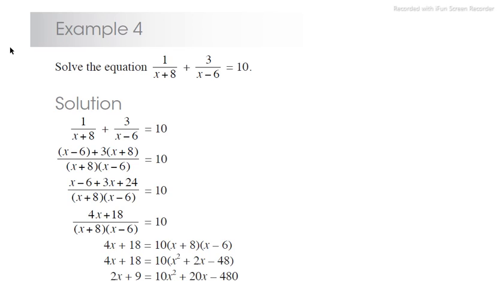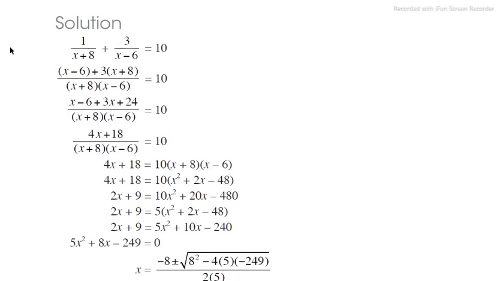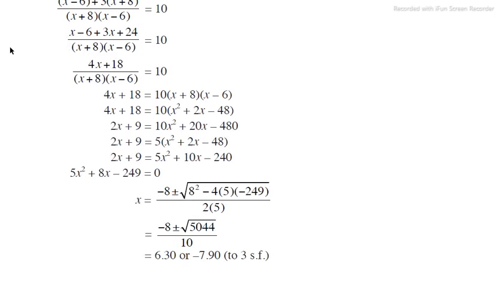So you open brackets and simplify. After simplifying, we shall collect like terms where the squares are brought together, then the x's are brought together, and those that are constant are also brought together. And then you realize that since we have the square, we shall come up with a quadratic equation, which is 5x squared plus 8x minus 249 equaling 0. That is a quadratic equation. And then we shall solve this using the quadratic formula by determining the values of a, b, and c. After determining those values, we substitute in the formula to get the values of x. Hope we are together.